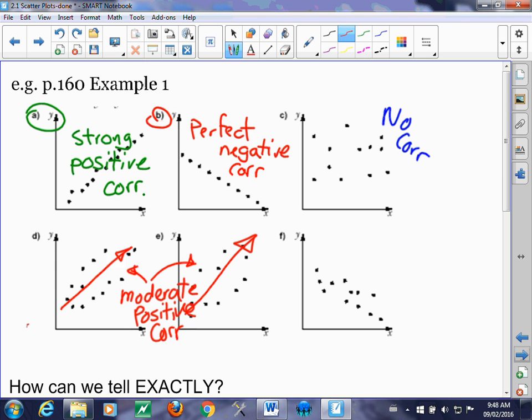All right, last one is classifying F. Hopefully you can tell the trend is going downward, or negative. And the data points are fairly close together. Yeah, I would say they are. So that's going to be a strong negative correlation.